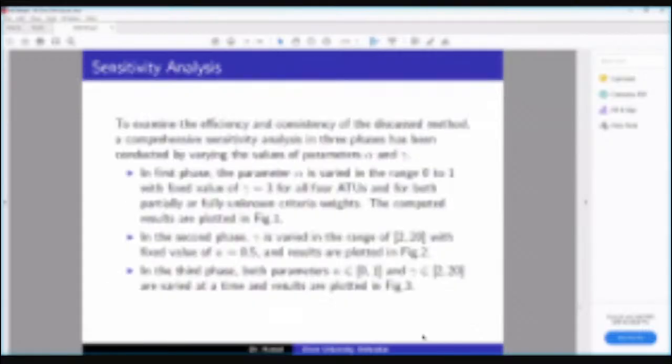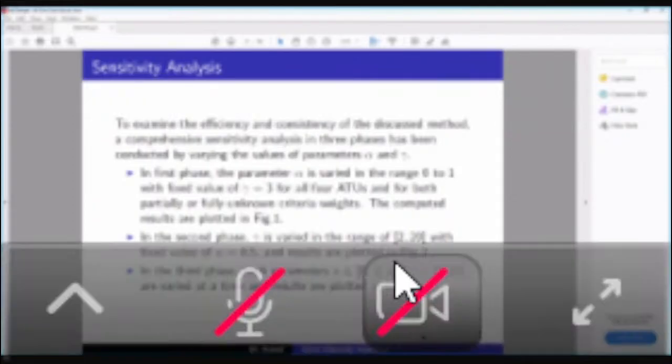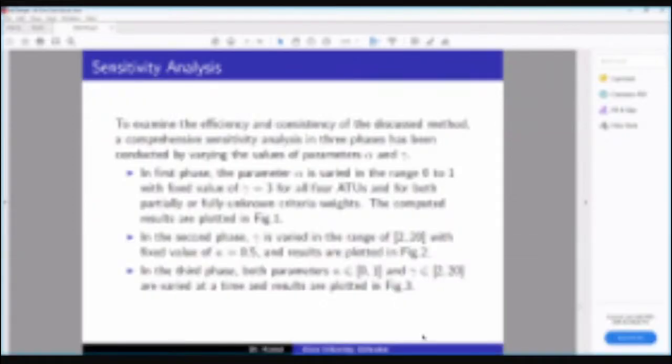So sensitivity analysis is another step, because whatever we have achieved, we need to check whether that is consistent or not. Generally in MCDM we use two types of strategy: one is the sensitivity analysis, and another one is the comparative analysis. In sensitivity analysis, we vary the parameters. Since in this analysis we are using Archimedean t-norm based arithmetic operations and the VASPAS method also, in Archimedean we use the parameter gamma, and in the VASPAS method we use the parameter alpha. That's why we have two parameters, alpha and gamma.